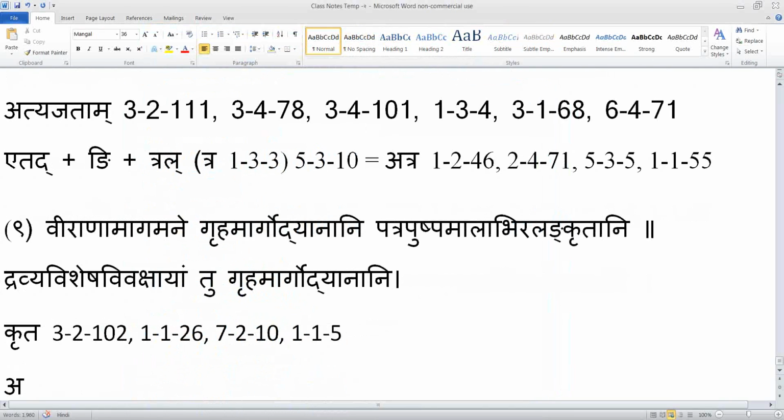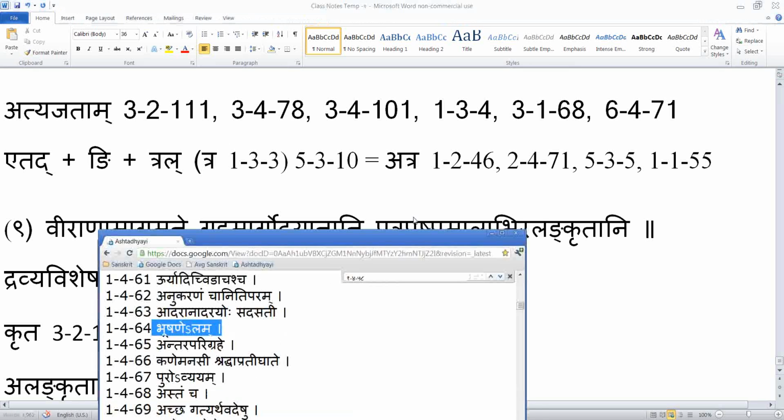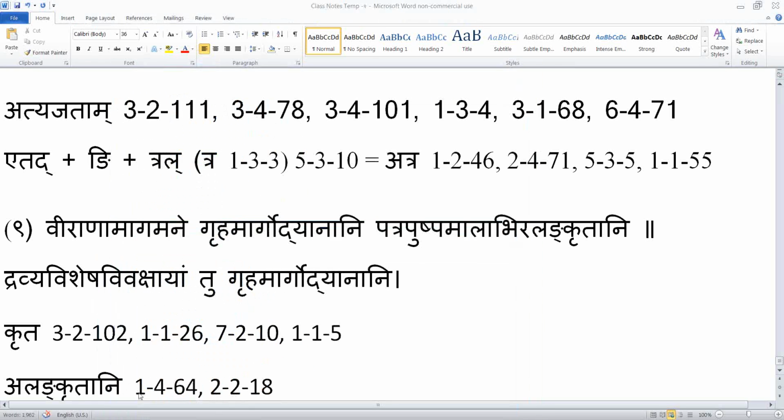Alang, and of course the sandhi that you know, sandhi should be known to you, alankritani. Alankritani is, so 1-4, I think it was 64, bhushane alam. So it gets the gati sanya and the gati samasa kukti pradeha bhushane alam. Now, of course, sandhi here is alam, then you get the anuswaraha, the parasavarna sandhi, alankritani.